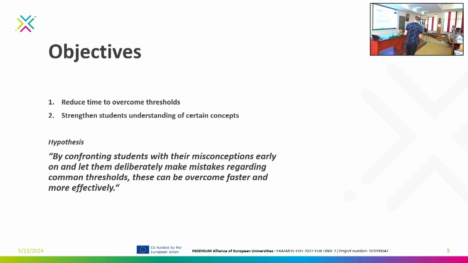So my hypothesis, and I know this is a little bit debatable because it can sometimes be seen as poor teaching, is that I actually would like to confront the students directly with their thresholds, with their misconceptions, early on, and let them deliberately make mistakes. Because I get the impression from students that they think, I know this, I don't have to pay too much attention to this. Whereas if they realize that they don't know this, then they maybe are actually more open to learn.